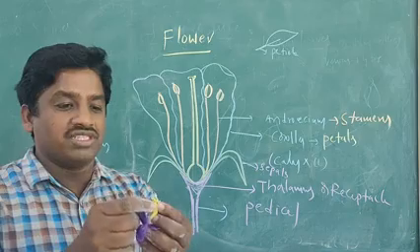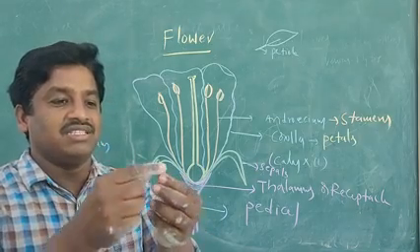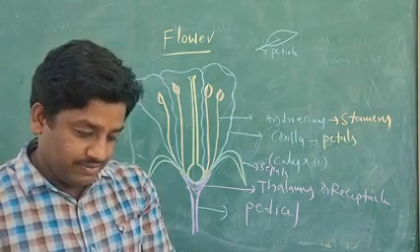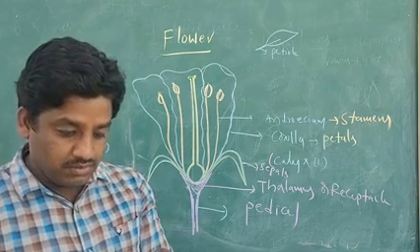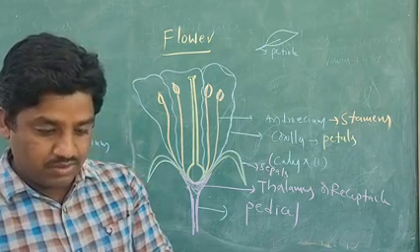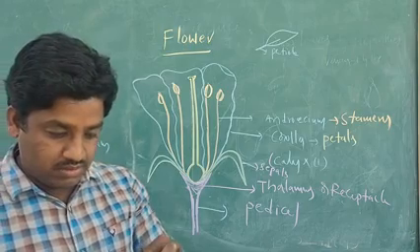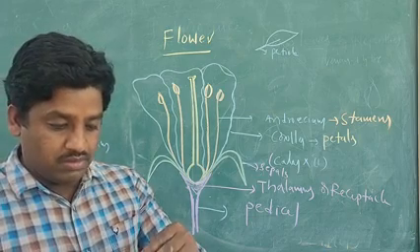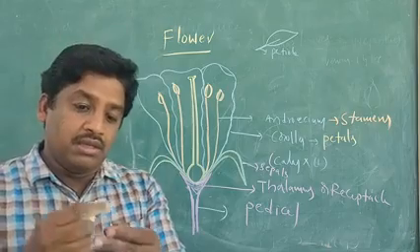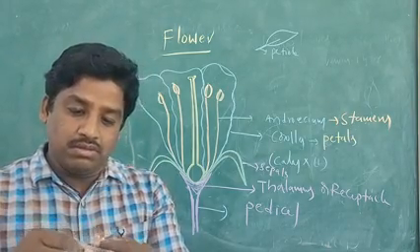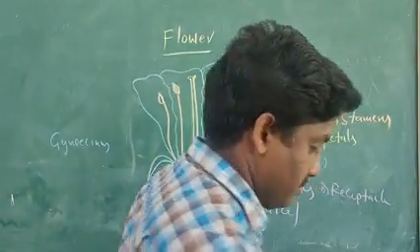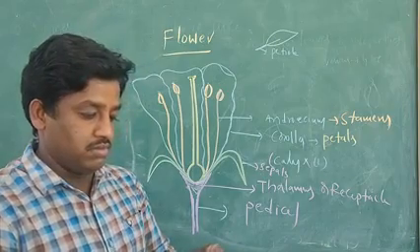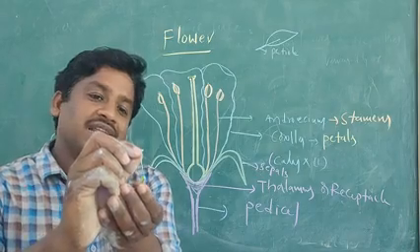Next you can see the fourth circle. See, this is the fourth circle. Let's cut it. I will show. See, this is the fourth circle.